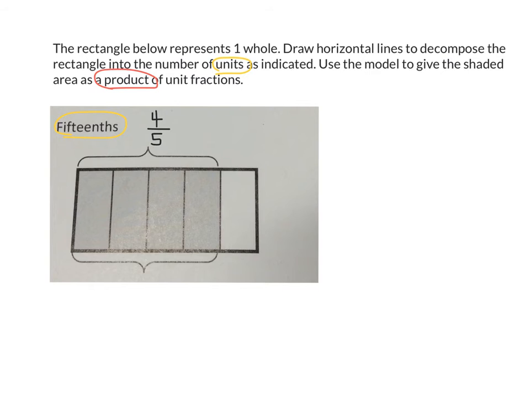Currently in the given drawing, the rectangle shows fifths, but we want it to be 15ths. So how can I draw horizontal lines to make it 15ths? If I draw one horizontal line, do I have 15ths? What size units do I have? 10. Everyone? 10. So that's not going to work. I need 15ths. So how many rows do I need in order to make it 15ths? Show me with your fingers.